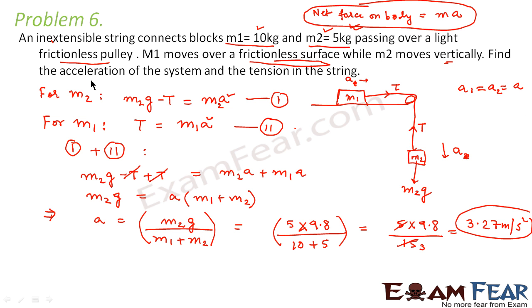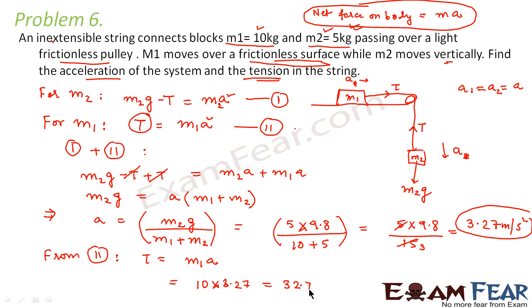Now the question asks to find the acceleration of the system and the tension in the string. Now once you have got the value of a, it is very easy for you to calculate the value of T. So from equation 2, you can say T is equal to m1 into a. So what is m1? m1 is 10 kgs into 3.27. So it comes out to be 32.7 Newton. So this is the tension. I hope this is clear to you now. Since we are solving many different kinds of problems, I guess the concept is getting clearer to you as we proceed further. Let's go ahead and see more examples.